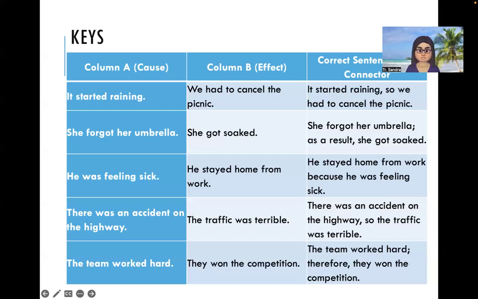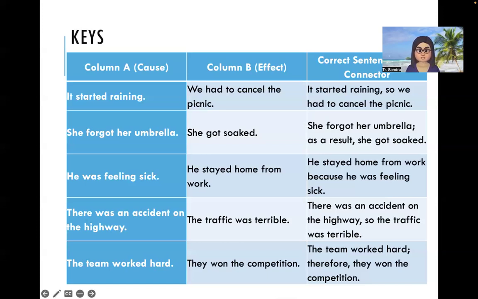So there was an accident on the highway. The traffic was terrible. So what type of tone is it? Is it a formal tone or an informal tone? Or especially used in conversation. When we talk about an accident on the highway, it's just like conversation, right? Yes. So that's why we prefer to use "so."